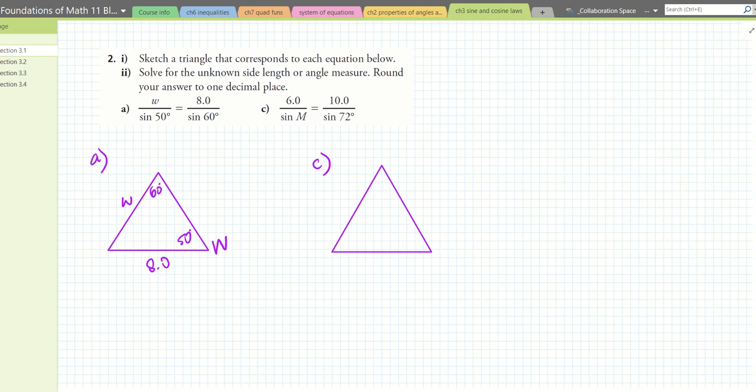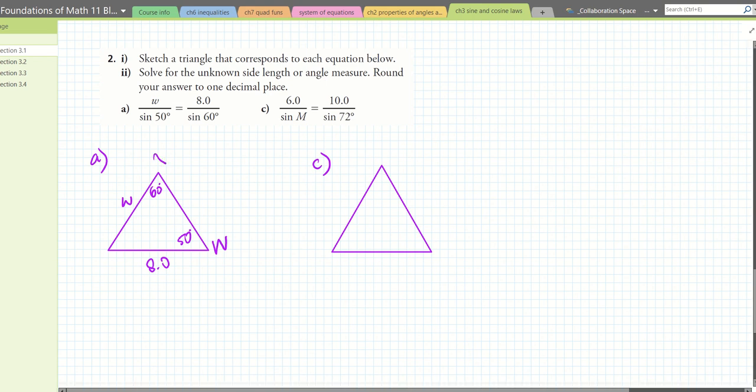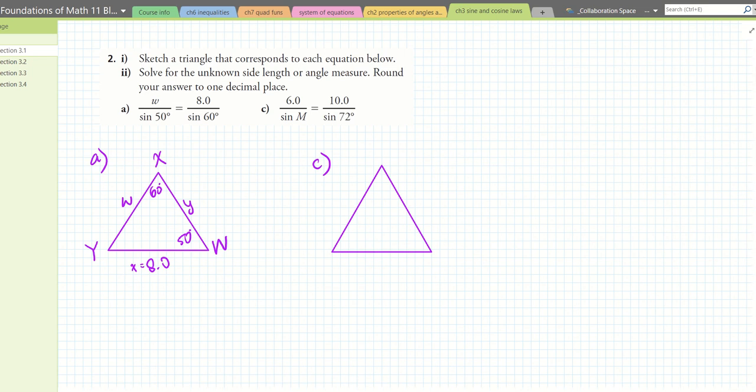So we can add some more letters. Looks like W, so we can use X and Y in addition to the W if you want. So we could call this angle X. This would be then side X. And let's say if this is angle Y, this would be lowercase y. So anyway, that would be your diagram with all the labels on it, with the lengths and the angles. So that would be part 1.